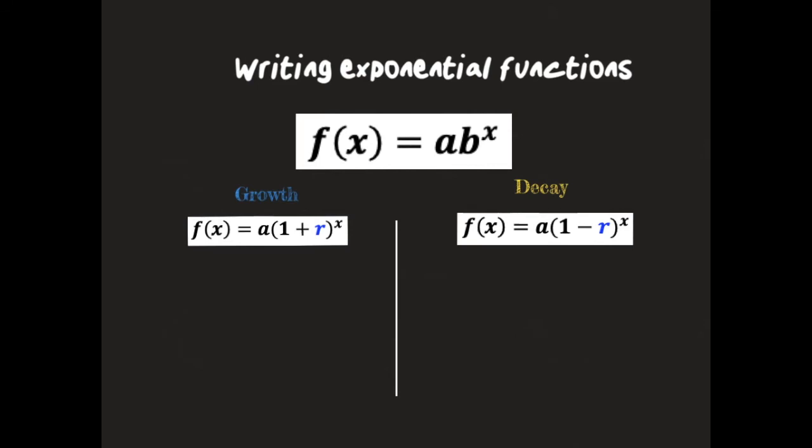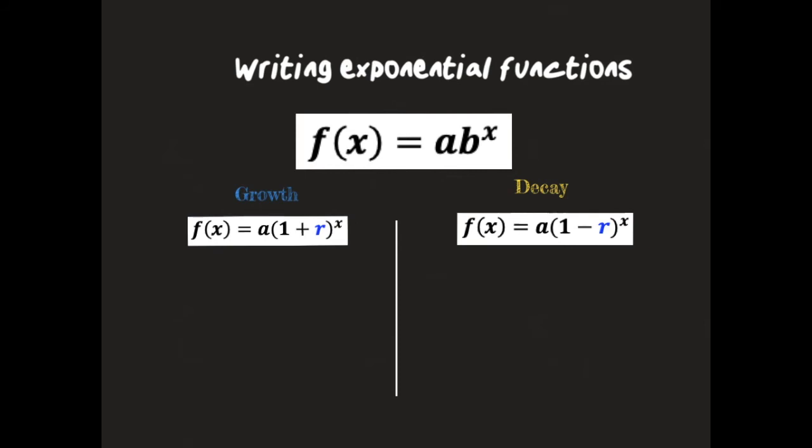So the first step, according to the problem that is going to be given to us, is to identify if what we have is actually going to be a growth or a decay. Why? Because each one of them has a different formula. The formula is very similar. It changes between a 1 plus r if it's growth or a 1 minus r if it's decay.